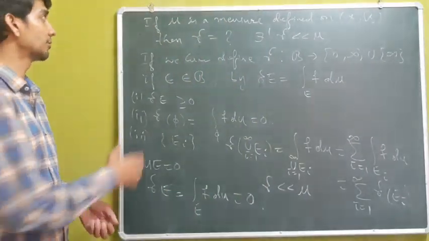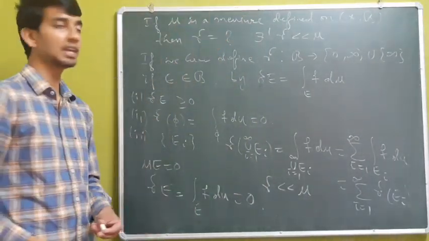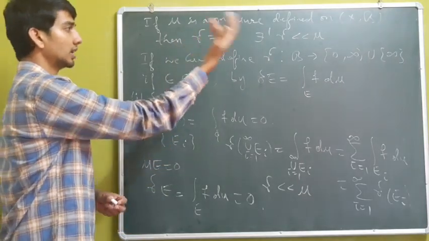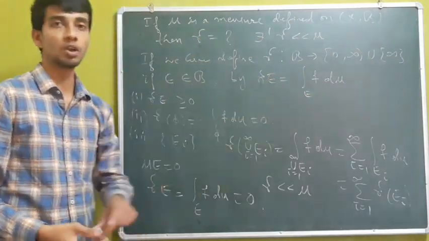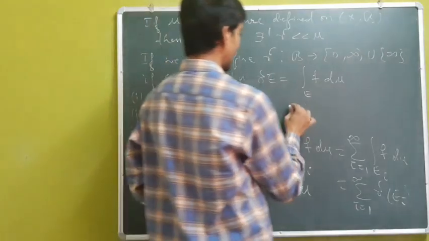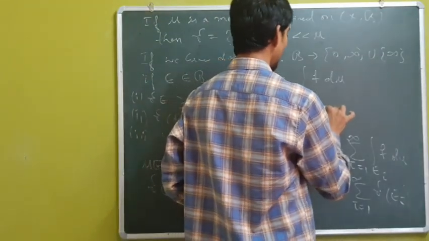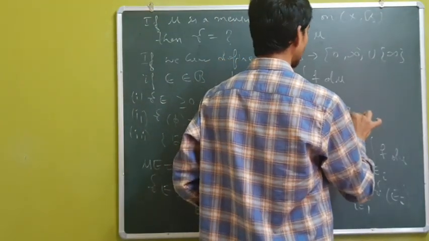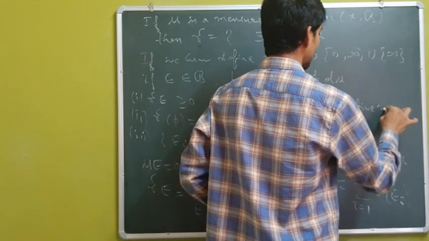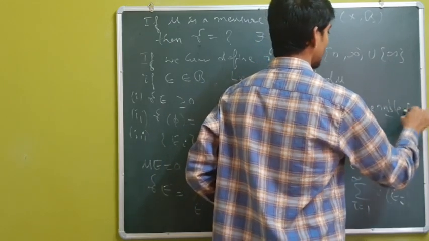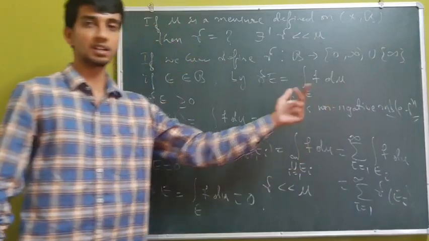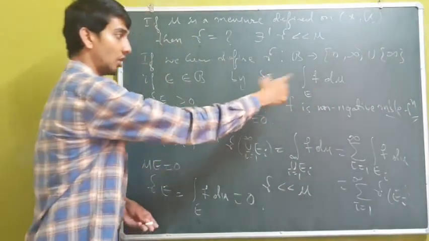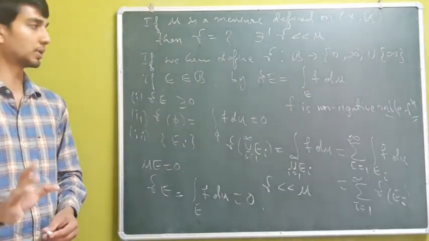So in general, if I define a measure mu on (X, B), then I have gamma to be the integral of f d mu, where again I have to mention this, f is a non-negative measurable function. I forgot to mention it at first. So f is a non-negative measurable function. That should be kept in mind.